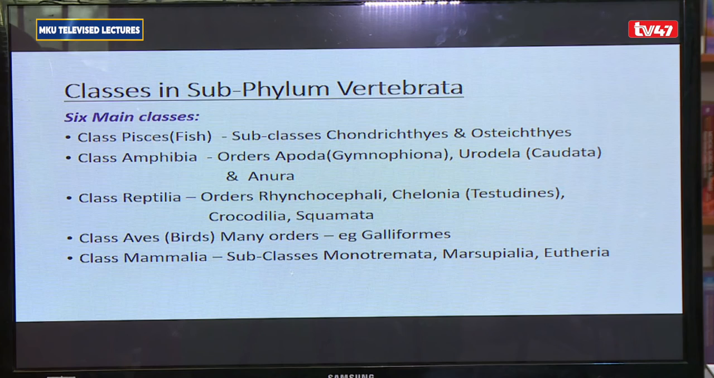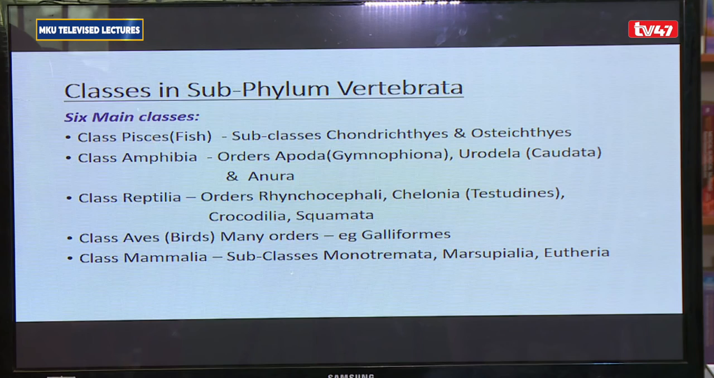Now the five classes comprise the class Pisces, comprising the fish, the class Amphibia, comprising the amphibians, the class Reptilia, comprising the reptiles, the class Aves, comprising birds, and the class Mammalia, comprising the mammals. Now, for the class Pisces comprising the fish, we have further subclasses in here. So I've got a subclass Chondrichthyes, basically comprising cartilaginous fish, and the subclass Osteichthyes, comprising the bony fish. Now we also do have another subclass comprising the Agnathans, which are jawless fish.